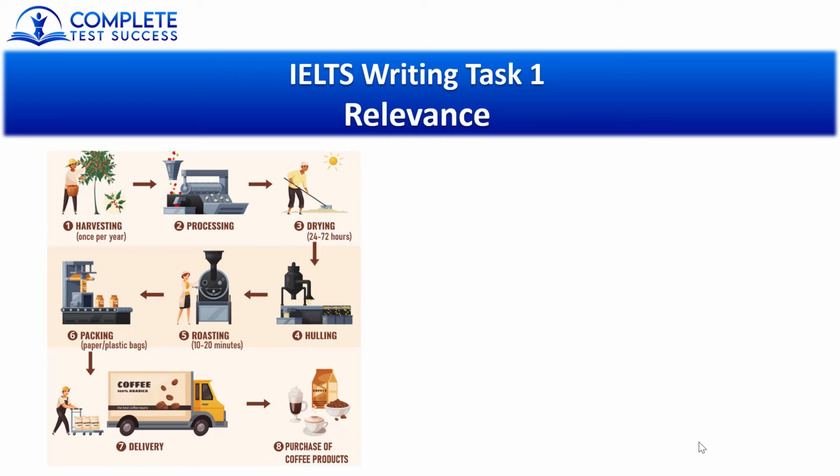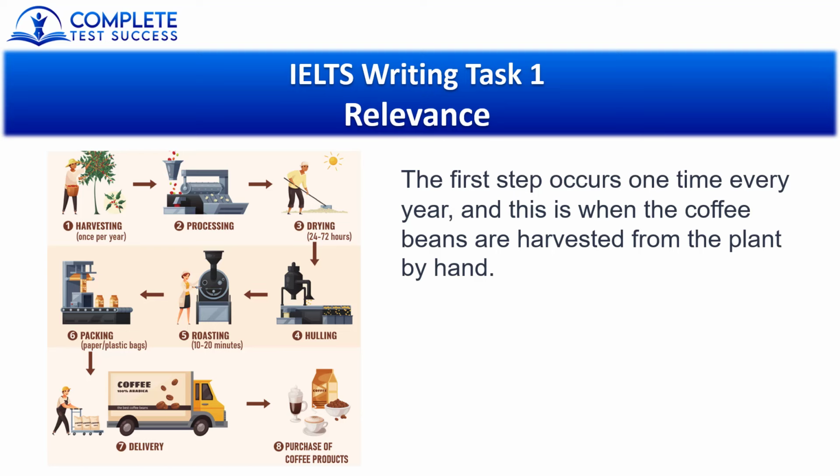Okay, so one last example. I'm going to describe the first step here, where it says number 1, harvesting once per year. The first step occurs one time every year, and this is when the coffee beans are harvested from the plant by hand. Again, this is appropriate because this is exactly the information I was shown in the diagram.